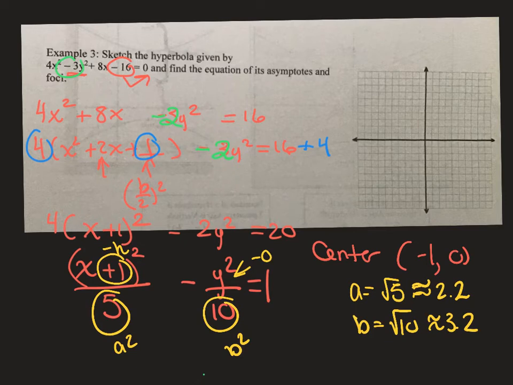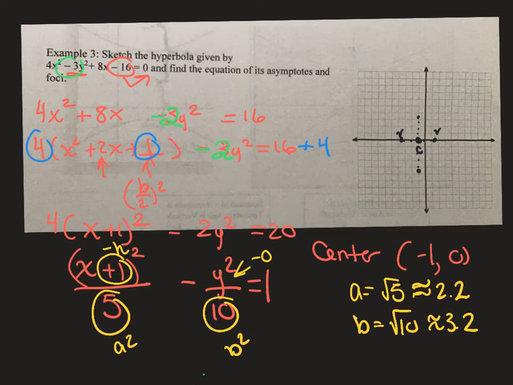So my center's at -1, 0. My vertices are 2.2 away, and because my x came first, I'm going to go side to side the 2.2. So over 1, 2 and a little bit, and then over 1, 2 and a little bit. Those two things are going to be my vertices. There's my center. My co-vertices are 3 and some change away, so 1, 2, 3 and some change. 1, 2, 3 and some change.